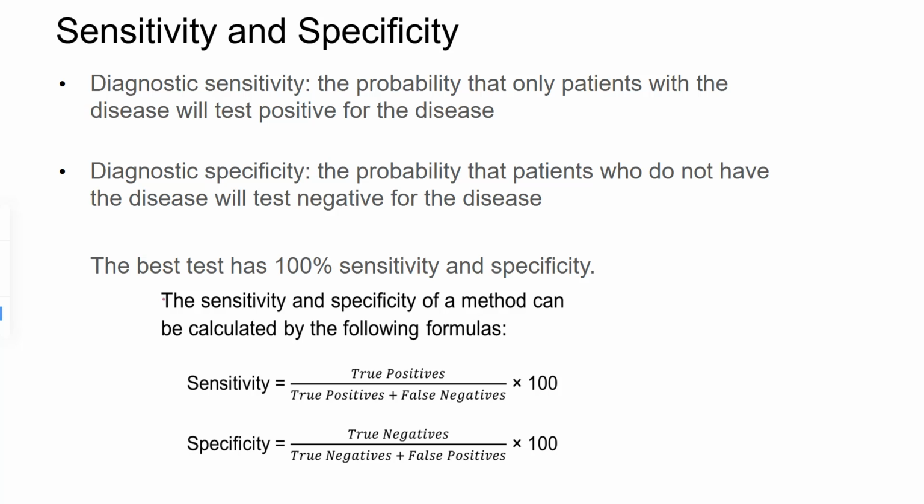So sensitivity is correlated to false negatives. Specificity is correlated to false positives. The best test has 100% sensitivity and specificity. These numbers can be calculated below. So sensitivity has to do with the number of true positives over the number of true positives plus false negatives times 100%. And specificity is the number of true negatives over the number of true negatives plus false positives times 100%.